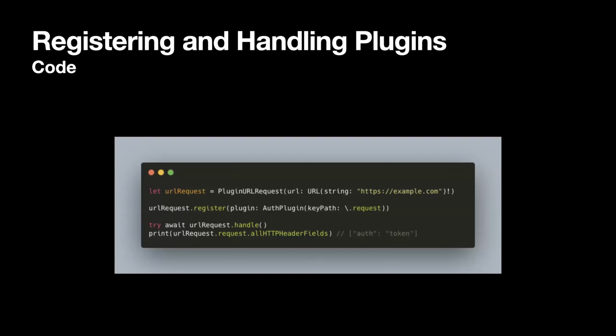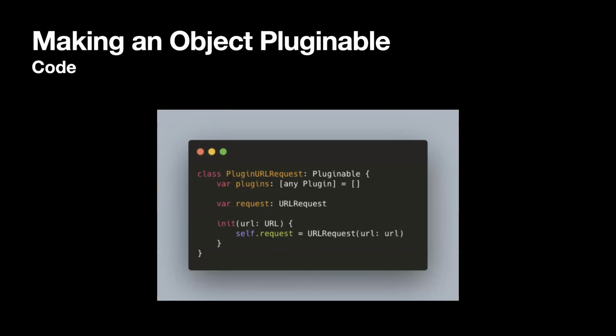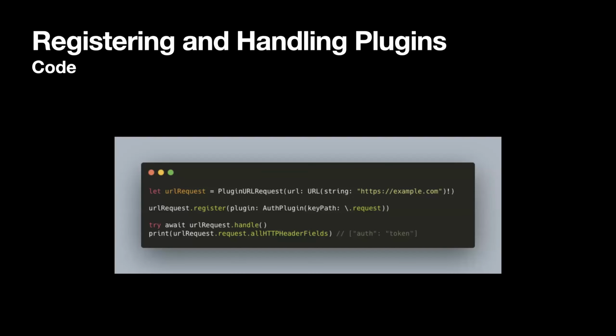Okay. And looking at this more specifically, if I create a URL request for example.com, I can register an auth plugin, and that's where that key path is. I just say \.request. I'm making a writable key path, and really a writable key path, to specify it a little bit more, is literally the path to get to the variable from the source object. So for this object, I'll go back. It has that request. So that variable request is specifically what I'm pointing at right there.